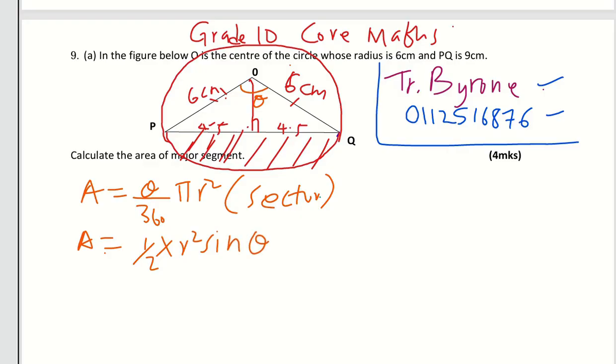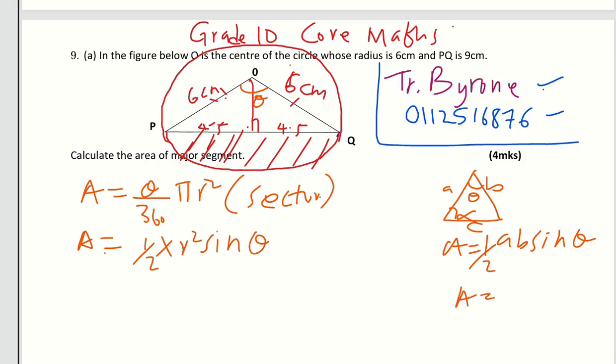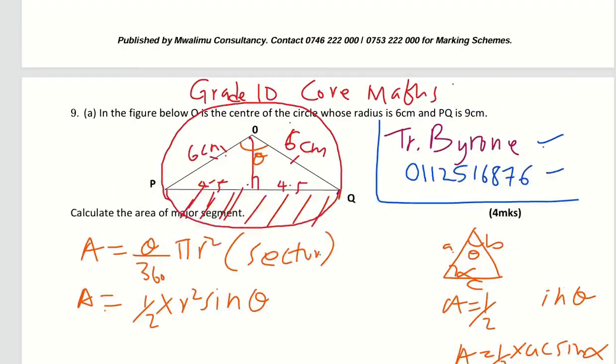Whenever you have a triangle, let's say this triangle here, with points A and B, and you have the angle in between, theta, then the area is always given by a half AB sine of theta, the angle in between. If it was alpha here, and this point is C, then the area becomes A equals a half times A times C sine of alpha.